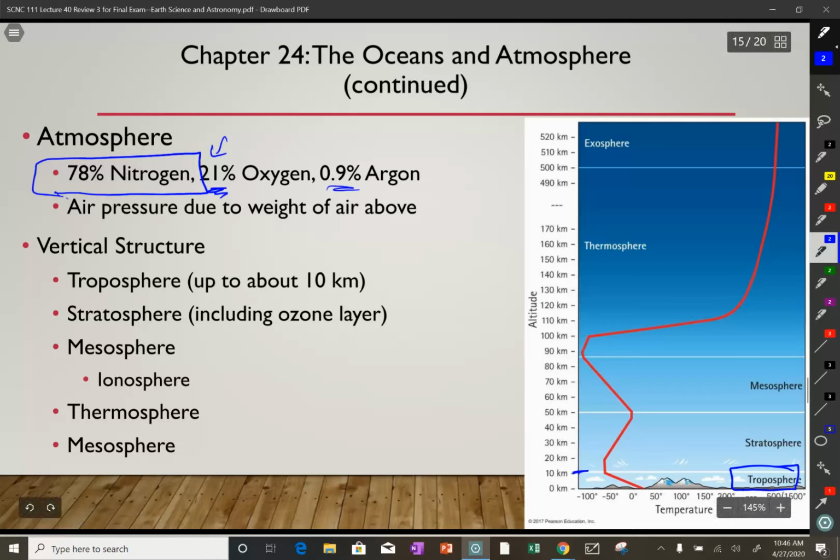The ionosphere occurs up here in the mesosphere. The ionosphere is where you have ionized gases, and that's where you have things like northern lights.